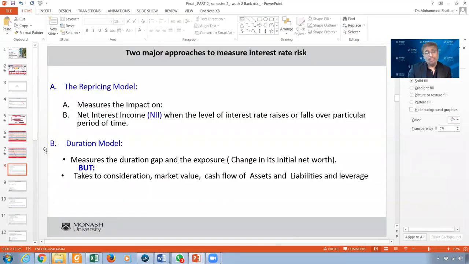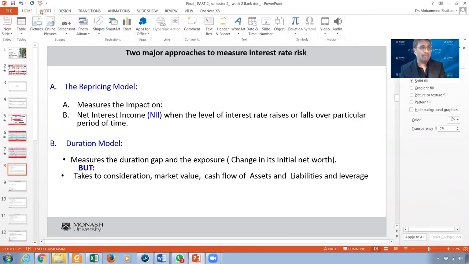Now, how to measure it? This is how the interest rate comes. As I told you, when we measure any risk, we want to know what it is and how it comes, like what we showed you. We have the investment risk and the financing risk. But then to measure it, we have two models.